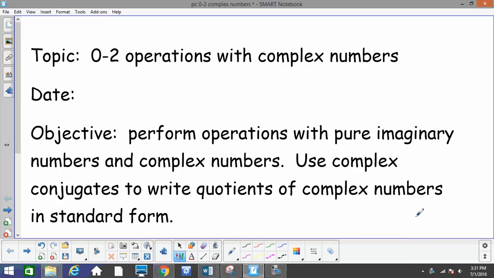Alright, today we are doing 0-2 operations with complex numbers. Hopefully today will be a lot of review material. Our objective: perform operations with pure imaginary numbers and complex numbers, and use complex conjugates to write quotients of complex numbers in standard form. That's a fancy way of saying rationalize the denominator.